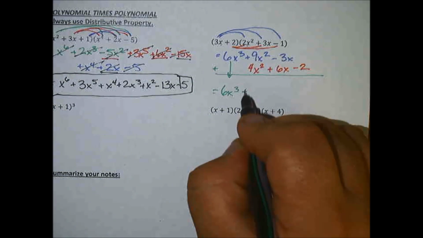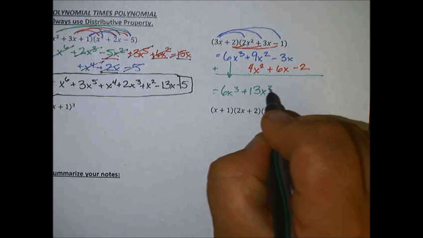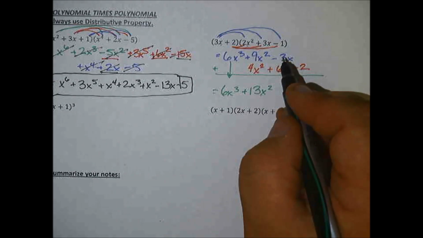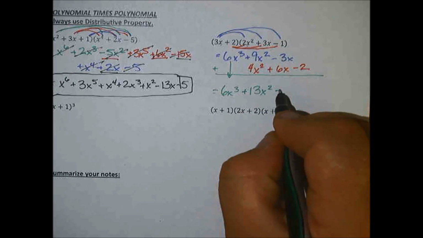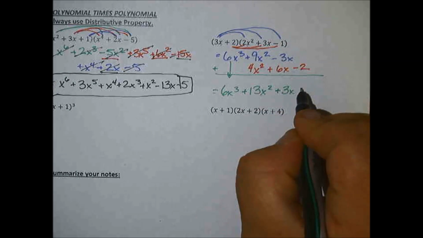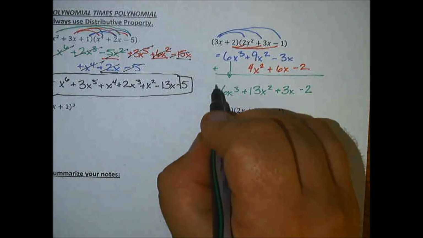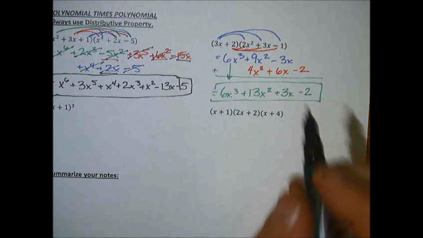9 plus 4 is 13. Those are my x squareds. Negative 3 and positive 6 is plus 3. And then the negative 2 just gets dropped down also. It's kind of nice when you can just drop them down like that.